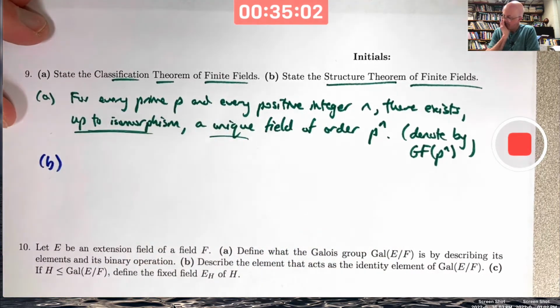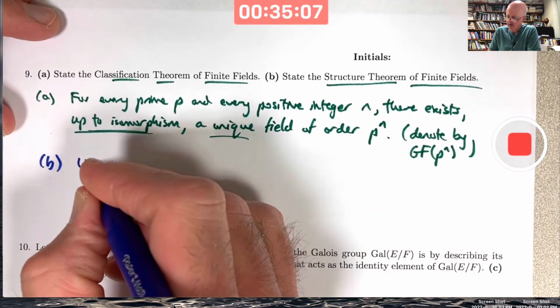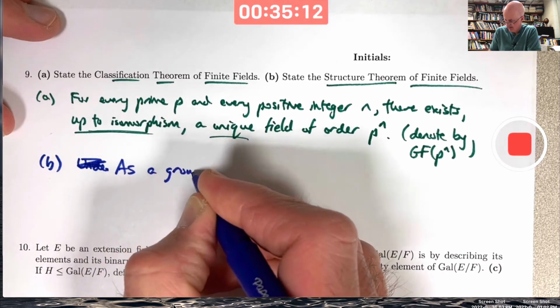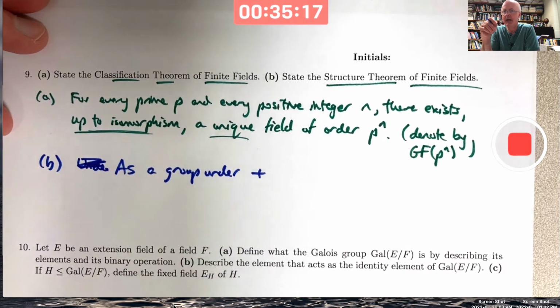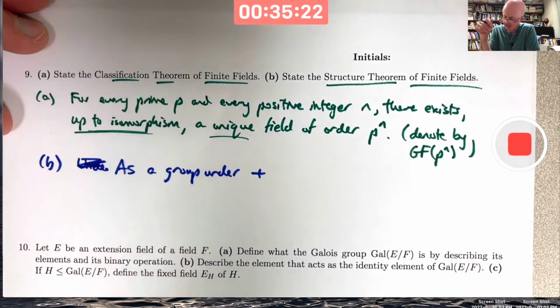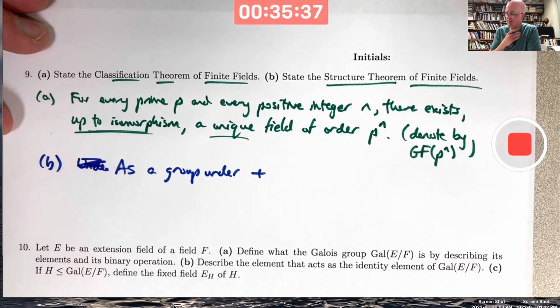Part B, related to this notation, says as a group under addition, fields have addition and multiplication. They're not the same as vector spaces, though I should mention, and this is going to come up, all fields are vector spaces over subfields. I'll mention that again. But in general, when you're thinking about field theory, you're not thinking about vector spaces. You've got an addition and a multiplication.